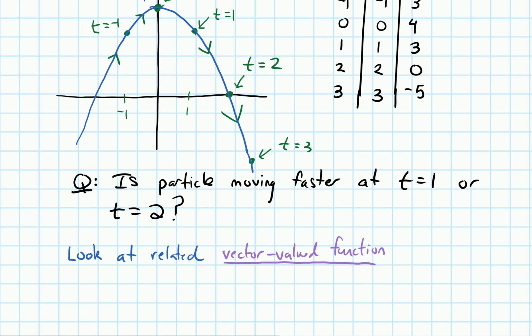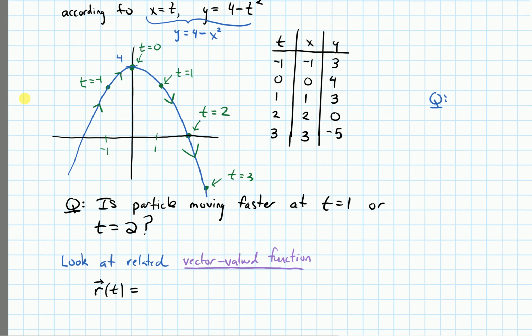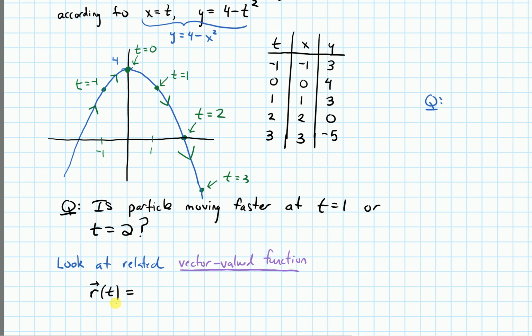So there's a related vector valued function I could set up for the position of this particle, but in terms of vectors. Okay, so I'm going to call this vector valued function r with a vector arrow on top of it, r of t. And what I'll do is I'll take our two equations that we had for x and y, and I'm going to make them the components of this vector valued function.